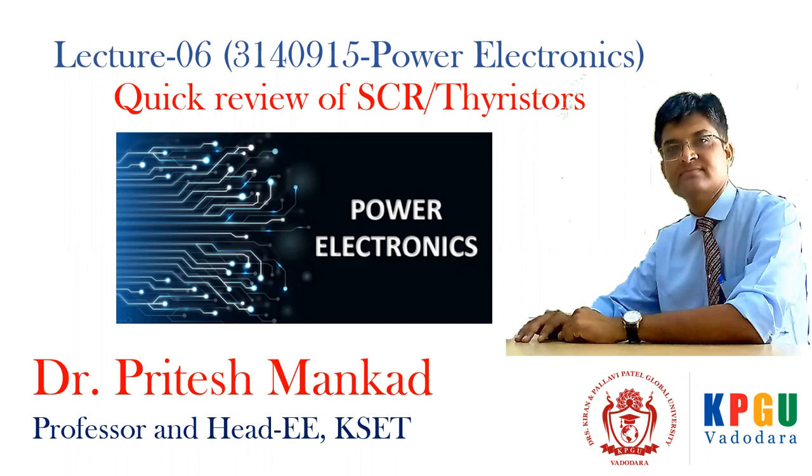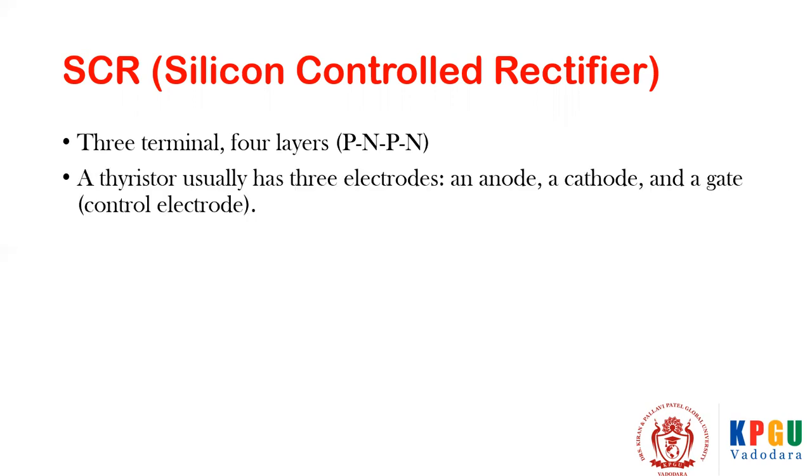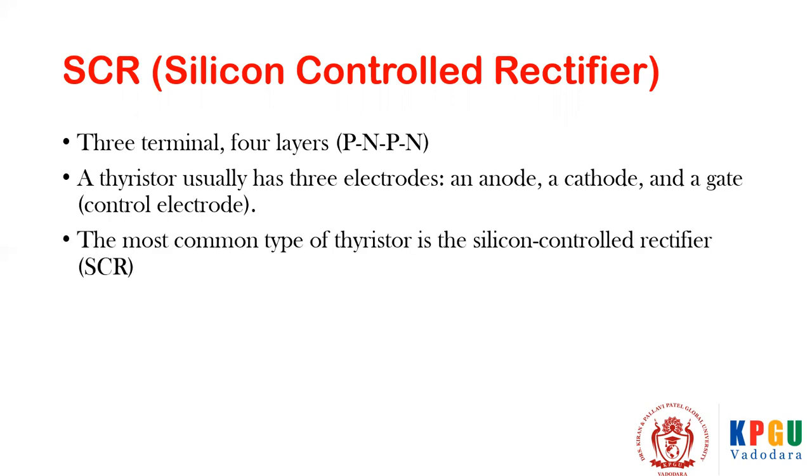So let's catch on with today's topic, that is silicon controlled rectifier, or shortly known as SCR. An SCR is a 3-terminal, 4-layer device. PN 4 layers are there. A thyristor, as it's also known, usually has 3 electrodes: an anode, a cathode, and a gate.